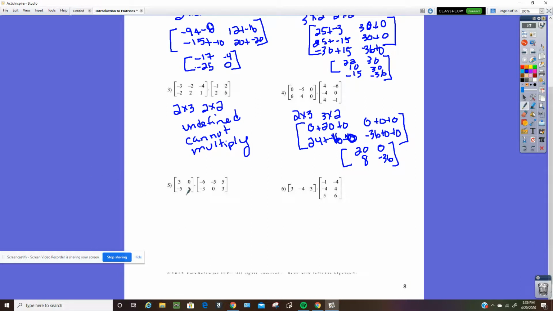All right, 5 and 6 here. 2 by 2 and a 2 by 3. So that will work. I'm going to end up with a 2 by 3. So negative 18 plus 0, negative 15 plus 0, and 15 plus 0.